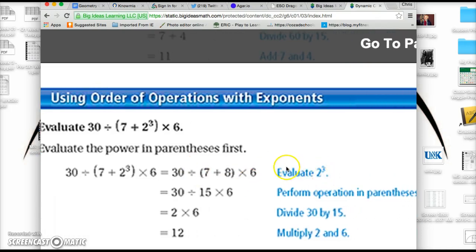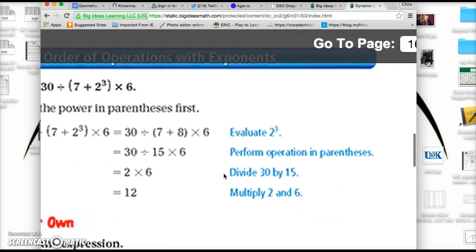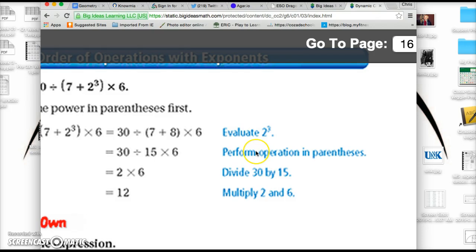The very first thing they did, they said it right here, evaluate 2 to the third power, and they get 8. Notice that we have parentheses still. We didn't get rid of those, so we have to take care of our parentheses still. Now we can take 7 plus 8 and we get 15. So again, it says it over here to the right, perform the operation in the parentheses. Then see here we have division in front of multiplication. We do not multiply 15 by 6 before we divide. It's from left to right.